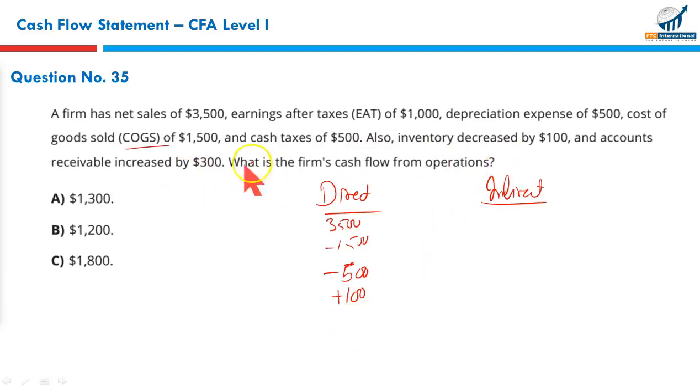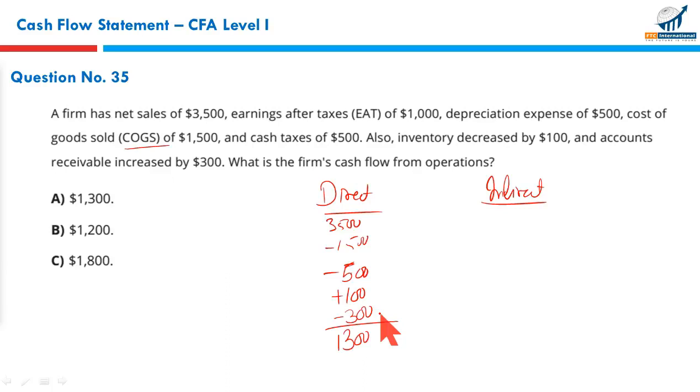What else? Account receivable increased. Increase in account receivable, it's an outflow. Increase in account receivable means they didn't pay us, it's an outflow. So let us net this off. We should get the result using the direct method. 3,500 less 1,500 less 500 less 100 less 300. It's 1,300. If everything is fine, we should get the same result using the indirect method.